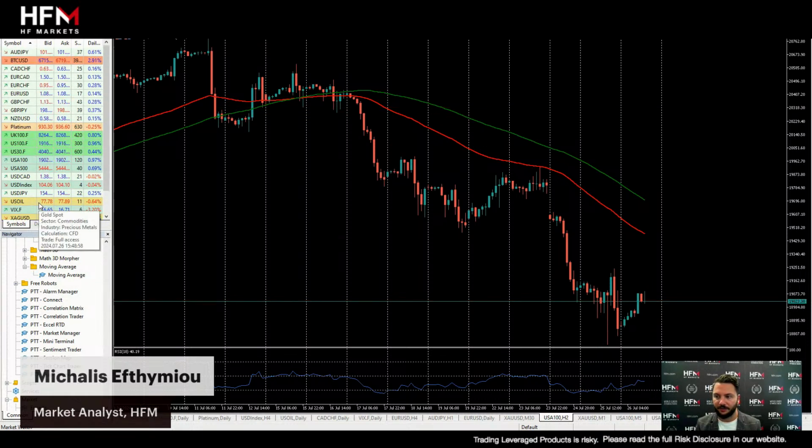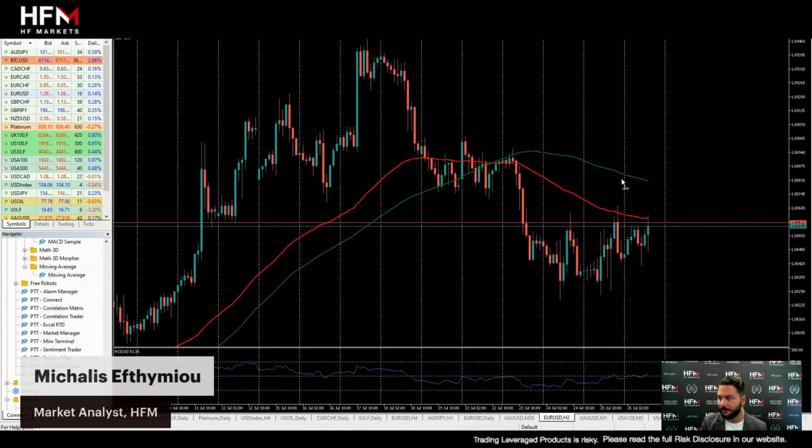Of course, a key factor for the US dollar at the moment is that the main market pricing is that there's going to be a cut in September. There's also going to be a cut in December. That's the current market pricing. Let's look at the Euro USD.